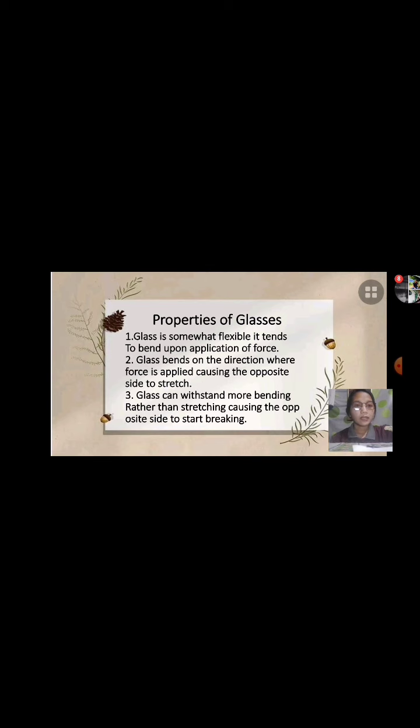So, here are the properties of glass. Number 1. Glass is somewhat flexible. It tends to bend upon application of force. Number 2. Glass bends in the direction where force is applied, causing the opposite side to stretch. Number 3. Glass can withstand more bending than stretching, causing the opposite side to start breaking.